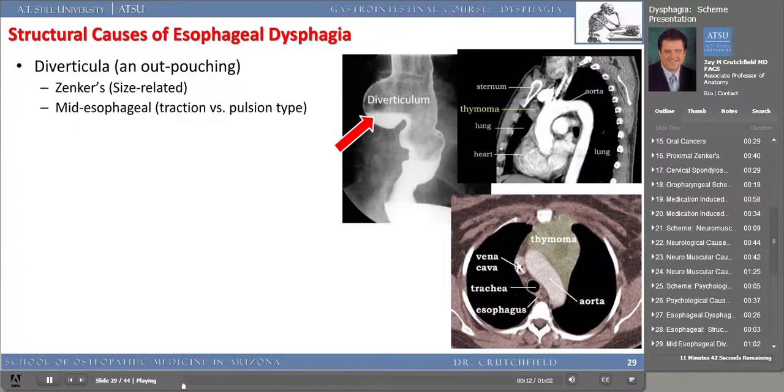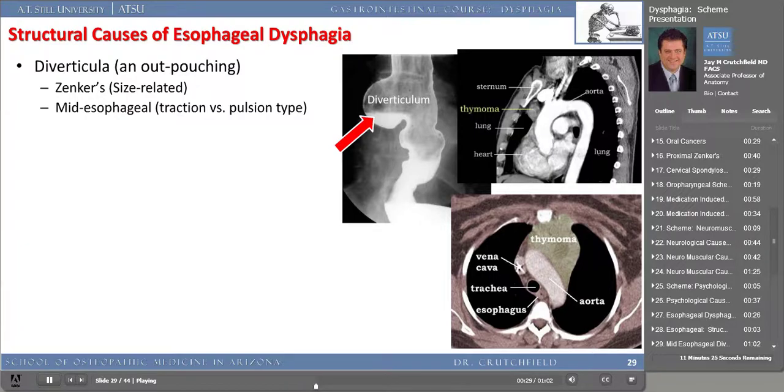This isn't really important for you to know at this stage of your career. And when you do your surgery rotation, you'll become more involved in what causes a traction or a pulsion type diverticuli and whether they're a true or false diverticulum. Not important at this level.